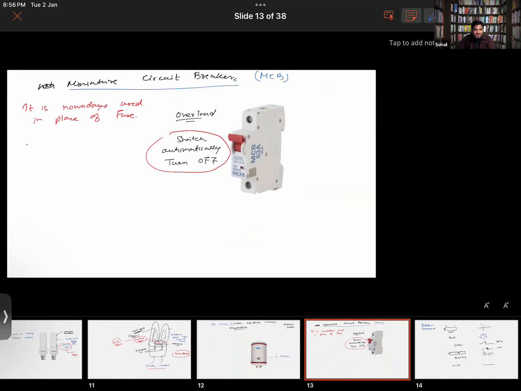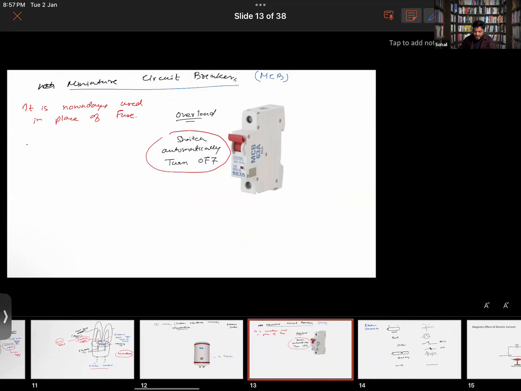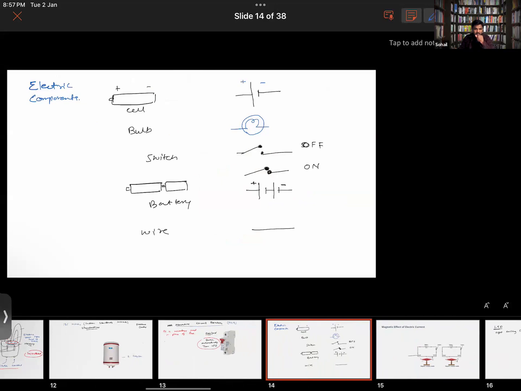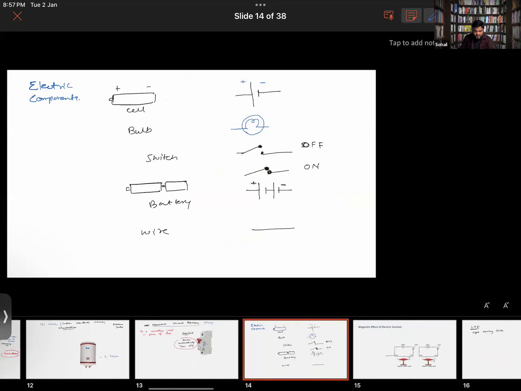We talked about MCB also. That is a miniature circuit breaker. It is nowadays used in place of fuse. So that will automatically turn off, right? And we did talk about the electric components. What are the symbols of the electric components? So you guys can practice it yourself.